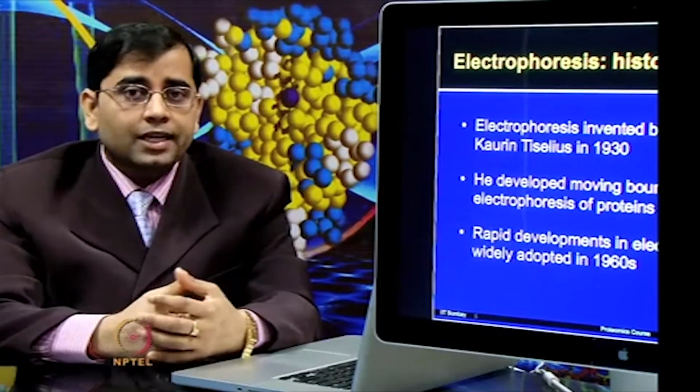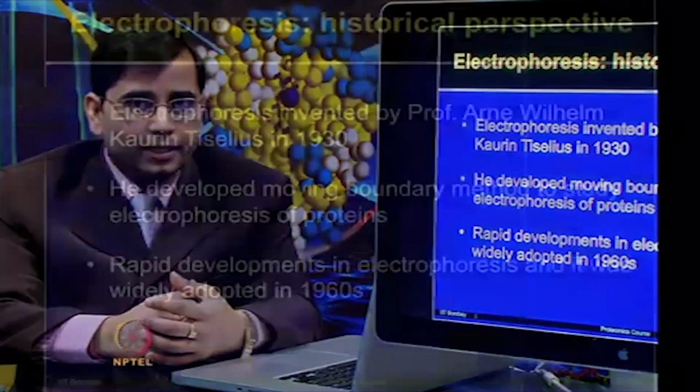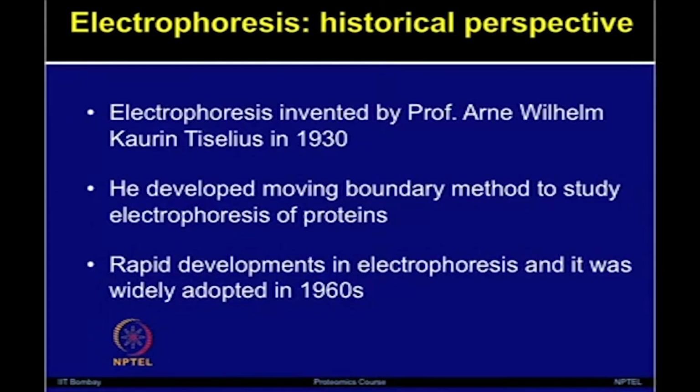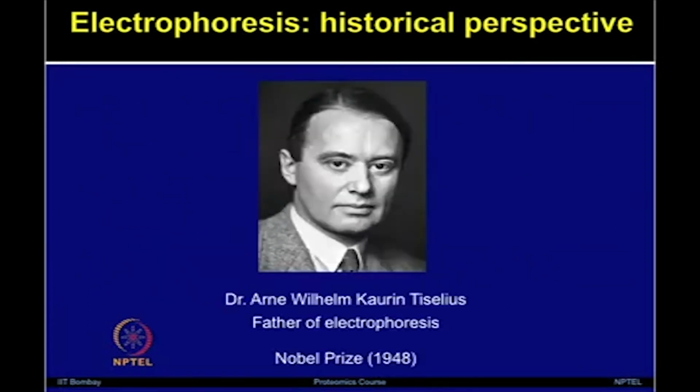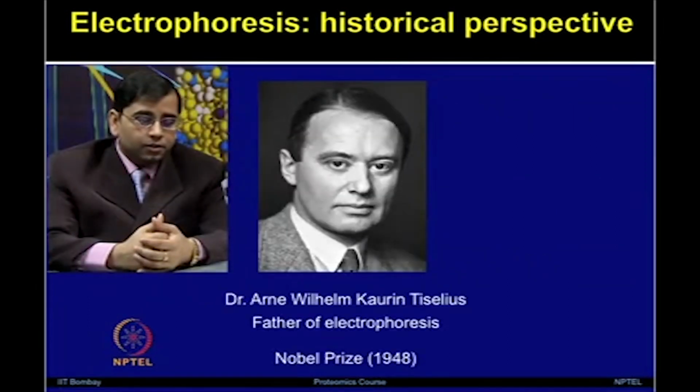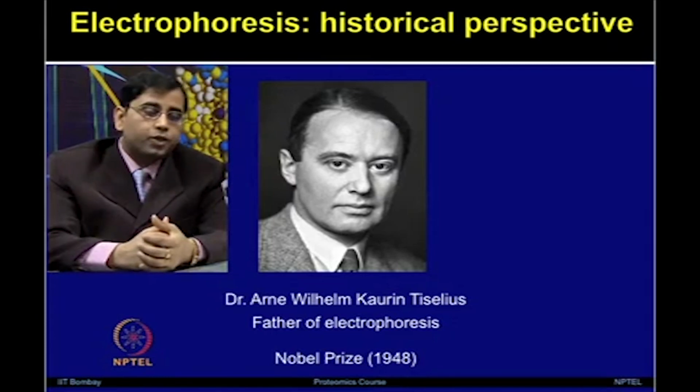Let me give you the historical perspective of electrophoresis. This process was invented by Professor Tiselius in 1930. He developed the moving boundary method to study the electrophoresis of proteins. Since then, a lot of development happened in the field, and during the 1950s and 60s, this process was highly adopted in different laboratories. So, here is Dr. Tiselius, who is also known as the father of electrophoresis.